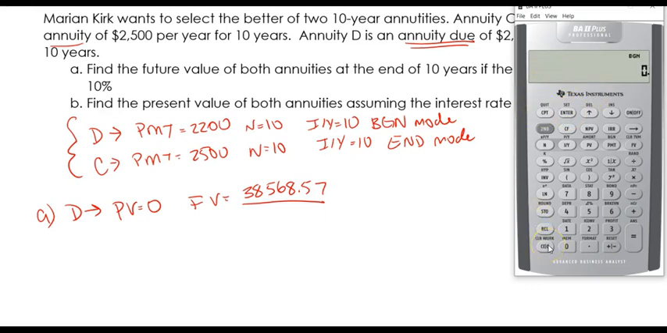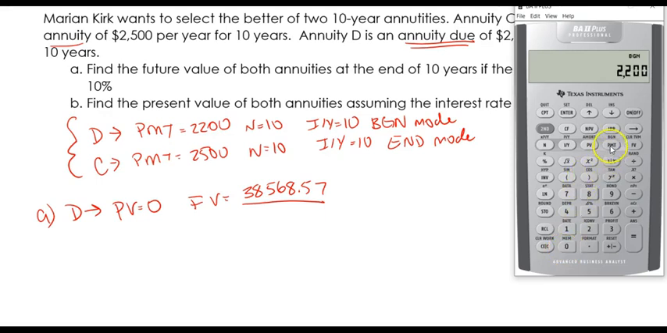If I clear out of this, BGN stays in the upper right hand corner as a constant reminder that, hey, you're in begin mode. If it's in end mode, this goes away. But this is just telling me that the calculator is in begin mode. So let's go ahead and work annuity D.